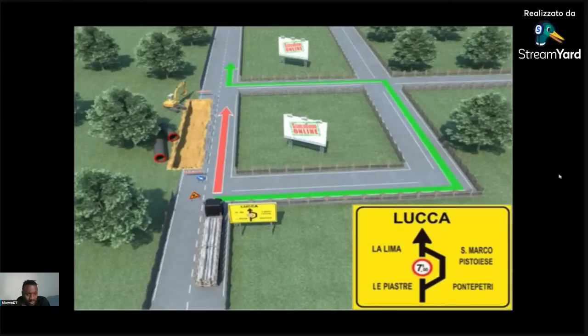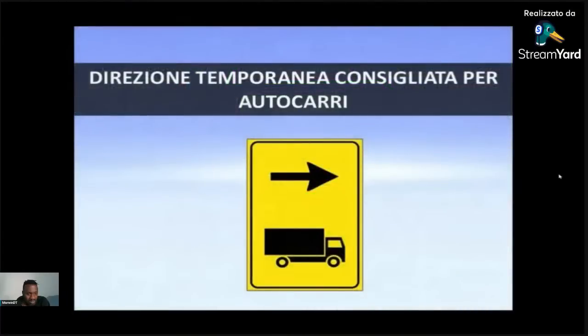Are you understanding through the pictures or through the animation? If you are understanding, just write yes, yes, yes, yes.